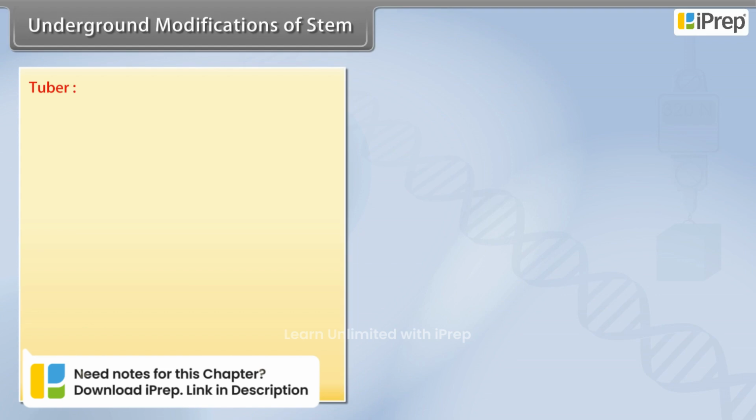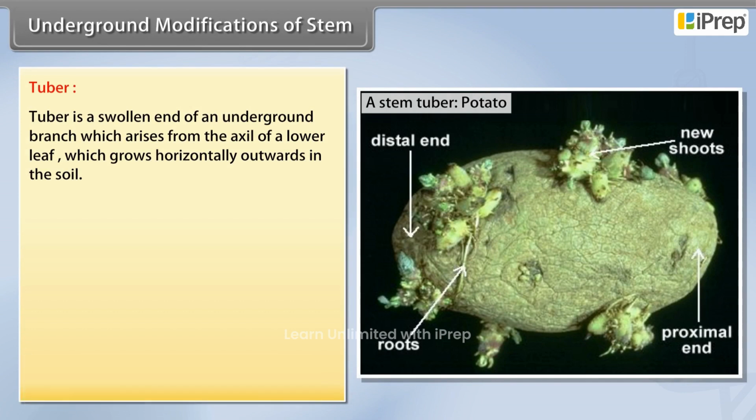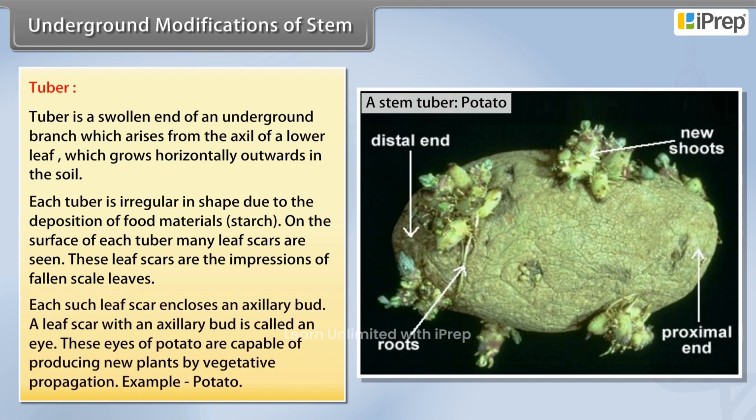Tuber. Tuber is the swollen end of an underground branch which arises from the axil of a lower leaf, which grows horizontally outwards in the soil. Each tuber is irregular in shape due to the deposition of food materials, starch. On the surface of each tuber, many leaf scars are seen. These leaf scars are the impressions of fallen scale leaves. Each such leaf scar encloses an axillary bud.